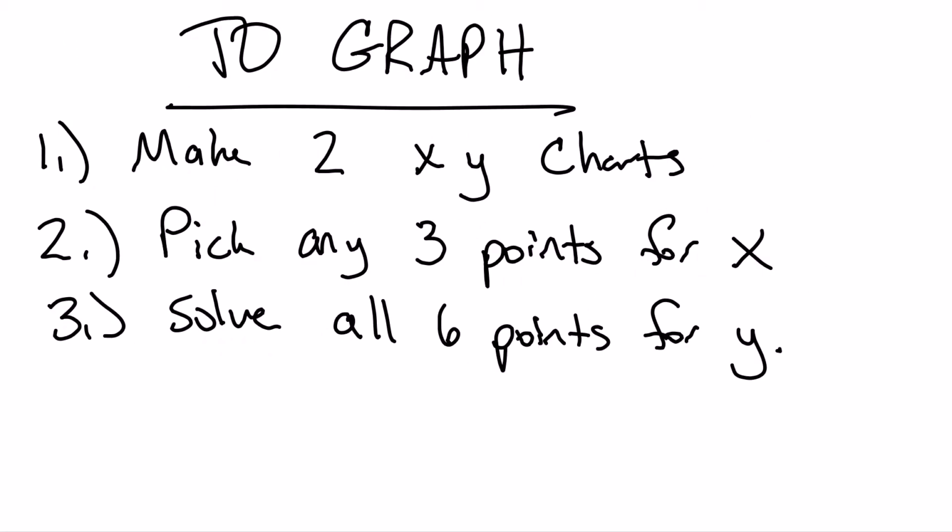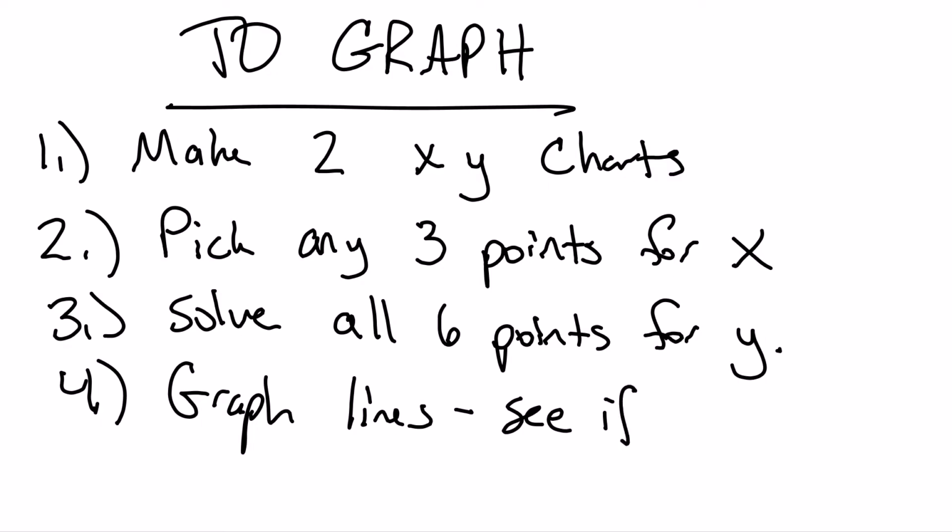That's it. All right, to graph, you need to make 2 XY charts, and you're going to pick any 3 points for X. Most of the time, I'm going to pick negative 1, 0, and 1, but you can pick whatever you want. You can pick 0, 1, 2, 3, 4, 5, 6, 7, anything you want. You're going to solve all 6 points for Y, and then you're going to graph those lines. That's the last thing you're going to do, graph the lines, and you're going to see if they intersect.